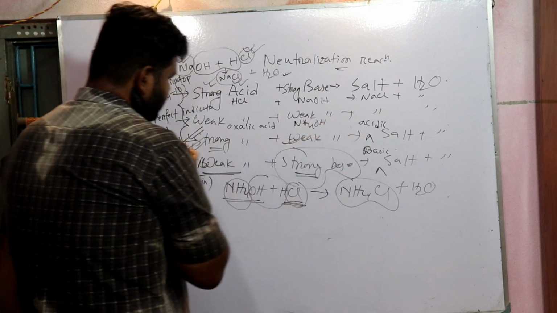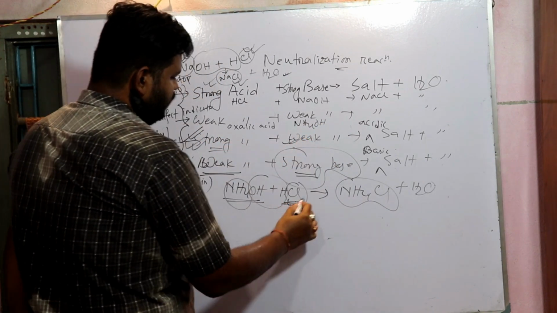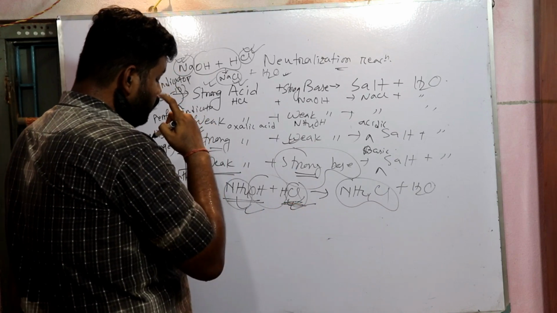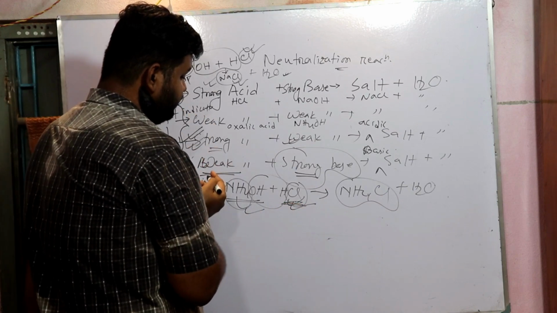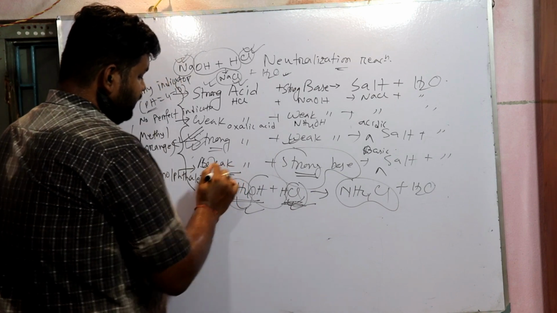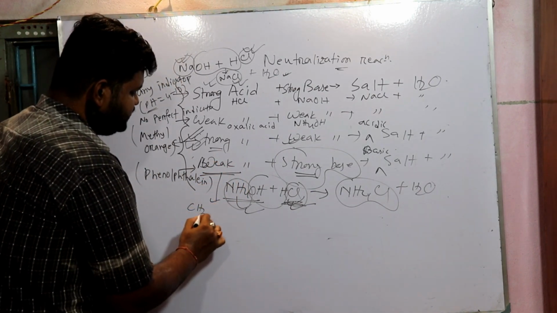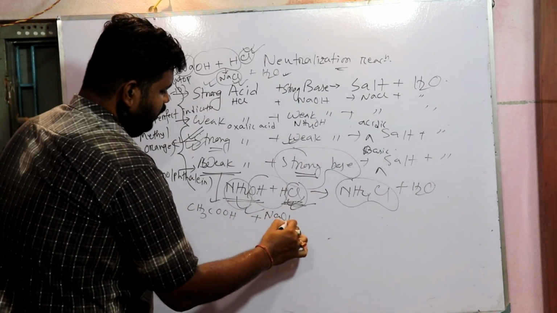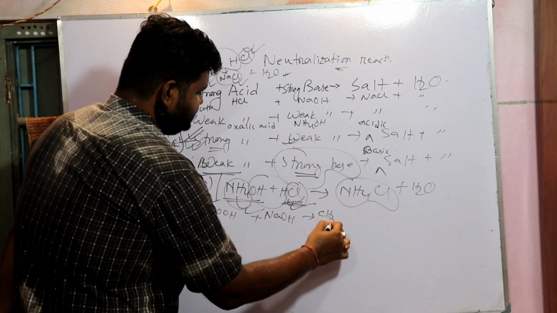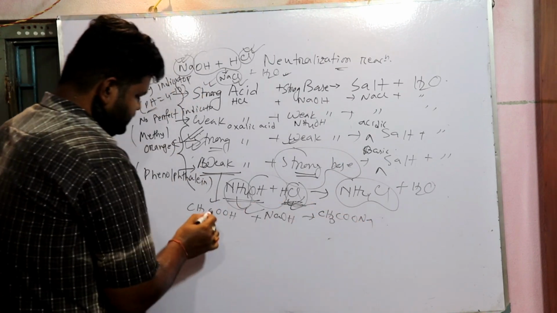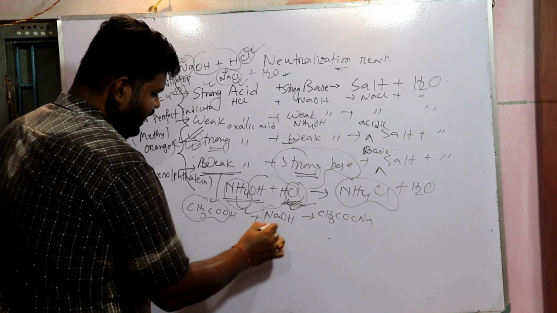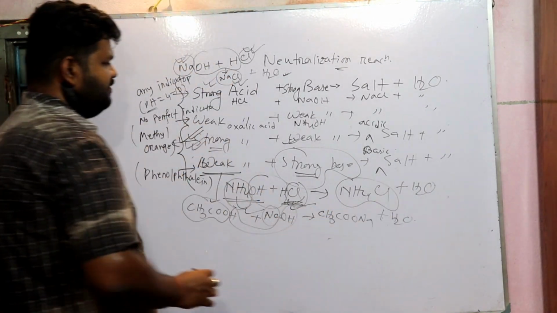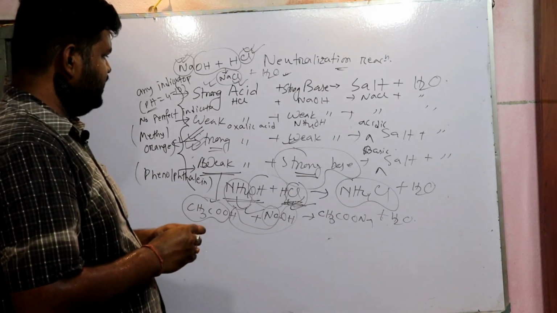Okay, very good. Now strong acid and weak base, this one is HCl plus NH4OH. And weak acid and strong base, that is very important. Suppose the weak acid is CH3COOH, that is acetic acid, and the strong base is NaOH. So it will form CH3COONa and this one is water. So these are the different examples of different neutralization processes.